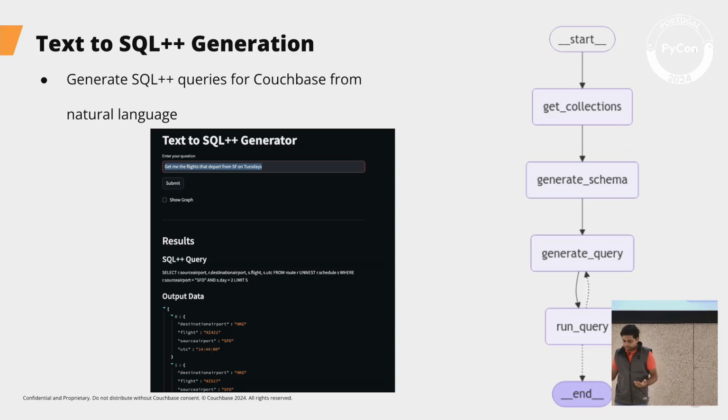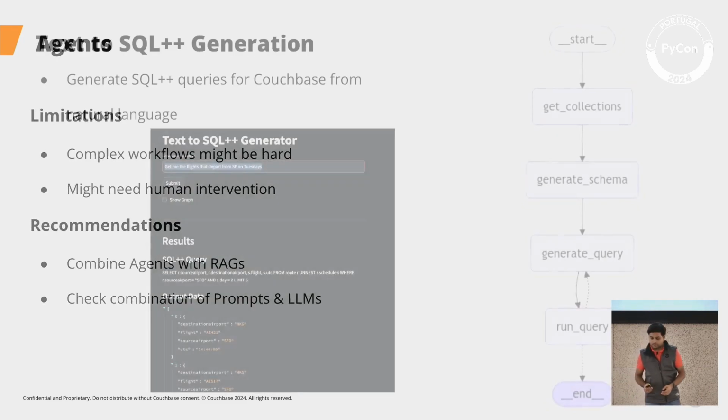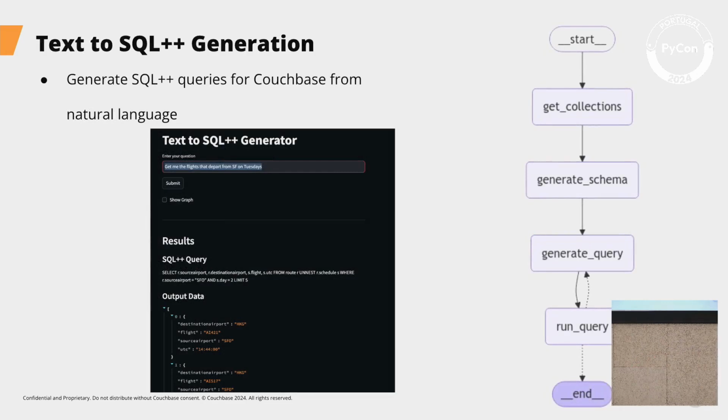Then based on the schema, we try to come up with a query. Once the query is generated, you run it. If it is not right, maybe you get an error, and you go back and try to generate the query again. That's the idea. Once you get a query that's sufficiently good, you get some output, and that's it. So let me try to run it now.